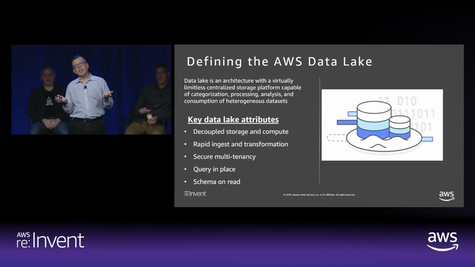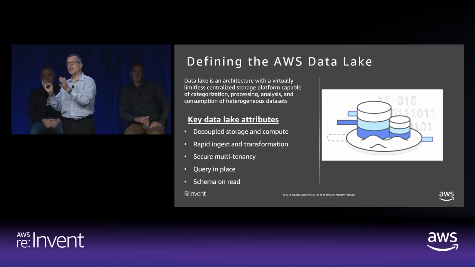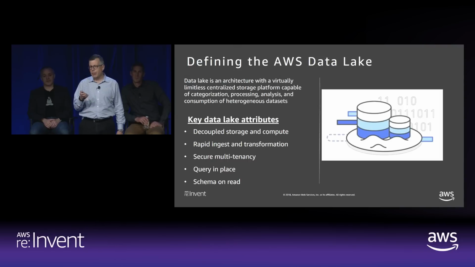And ultimately, in the spirit of time to results, how can you do more in place with the data? And then finally, for rapid innovation around your data, how can you essentially define schema on the fly so that you can experiment around your data much more quickly rather than having rigidly defined schema that take a lot of time to transform and model before you can ask a new question of your data? So these are some of the concepts that we apply to defining an AWS data lake.